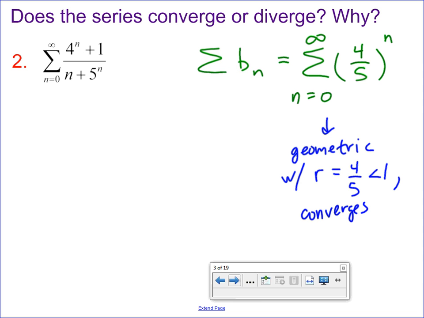n equals 2. 4 squared is 16 plus 1 is 17 over 5 to the n is 25 plus 2 is 27. So now we're getting a situation where these are very similar in magnitude, but as n continues to increment more and more, that n is going to be a bigger contributor than the 1. And so now forever after, my original is less than or equal to a known series that converges. Therefore, the original must converge by direct comparison as well.